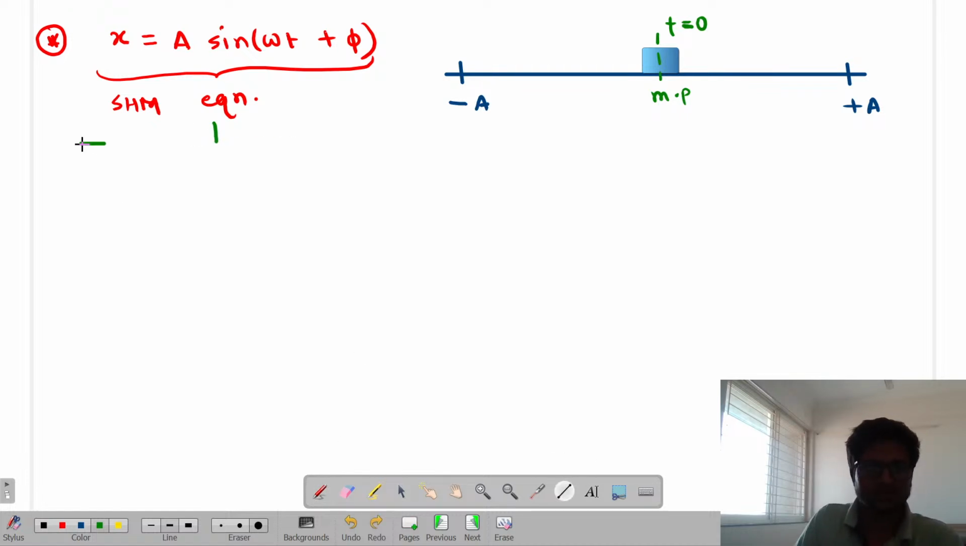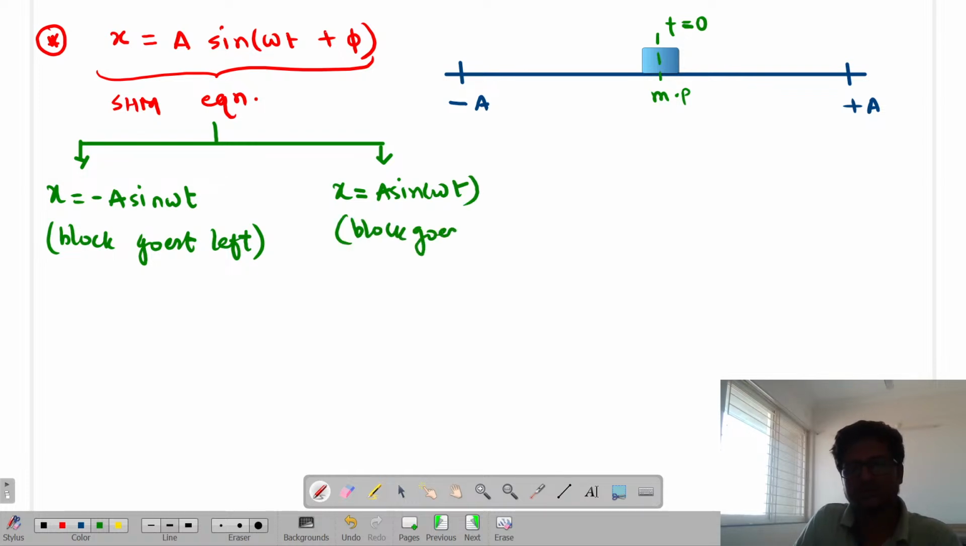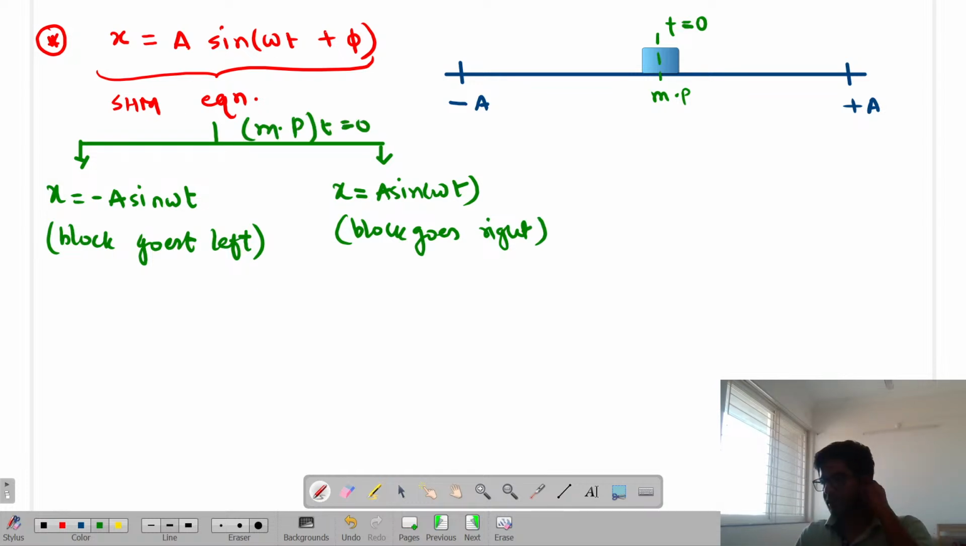These were my two relations. As drawn, x is equal to minus a sine omega t when the block goes left, and x is equal to a sine omega t when the block goes right. Is that clear or not? Both of them start from the mean point at t is equal to 0. Are you able to get me or not? So let us talk about this.